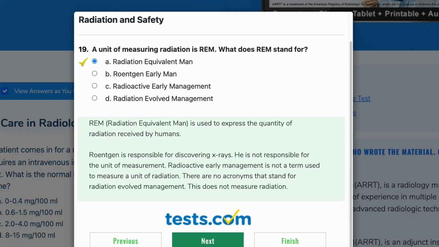REM, or radiation equivalent man, is used to express the quantity of radiation received by humans. Roentgen is responsible for discovering X-rays. He is not responsible for the unit of measurement.